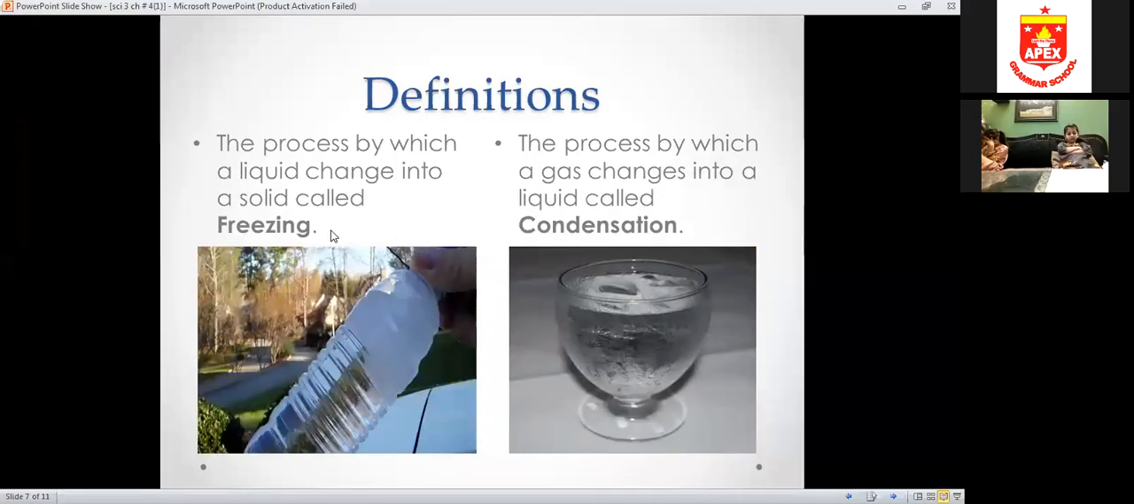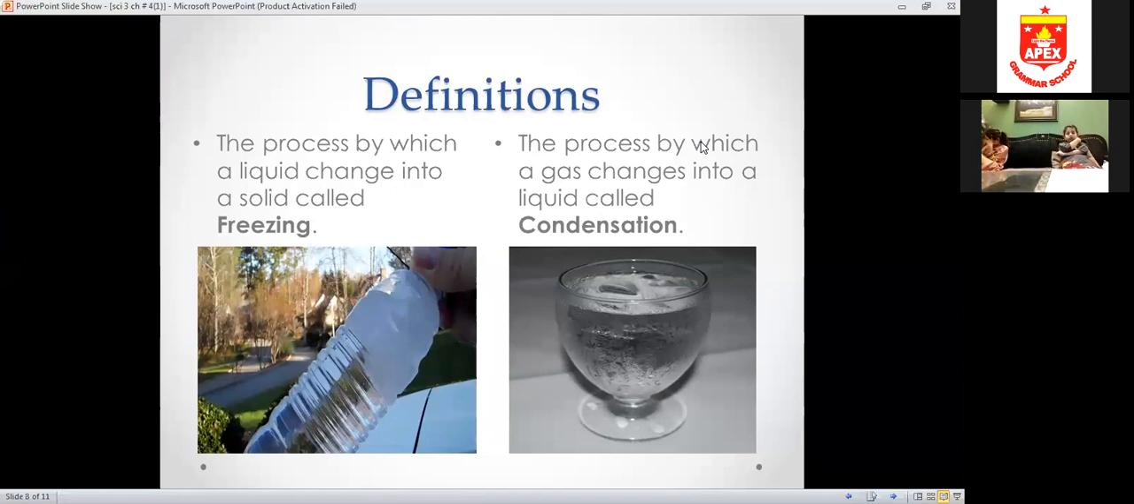Next is freezing. When the liquid, you can see in this bottle, changes into solid in the ice form, this process is known as freezing. Again, this liquid water turning into ice, this process is known as freezing. When liquid water changes into ice, this process is known as freezing.